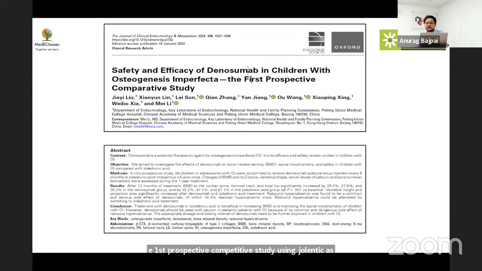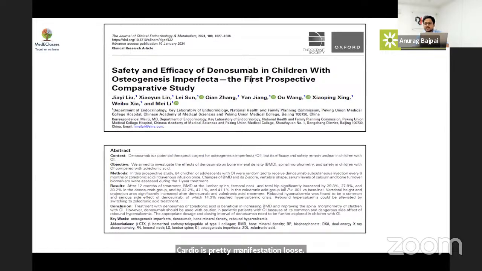We all know that osteogenesis imperfecta is an intrinsic bone disorder involving collagen, and it usually causes various bony deformities, scoliosis, and increased fragility fractures in children, as well as some extra-osseous manifestations like cardiorespiratory manifestations, loose sclera, and dentinogenesis imperfecta.